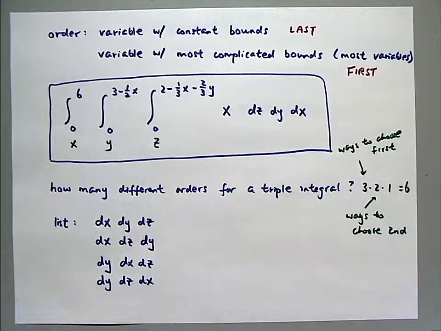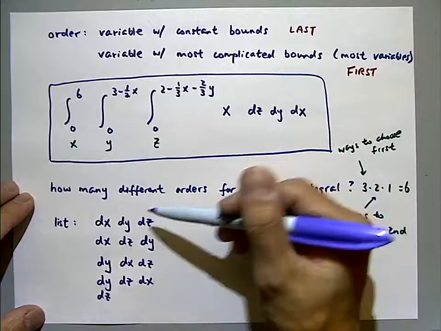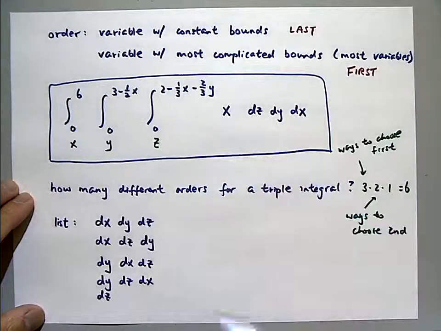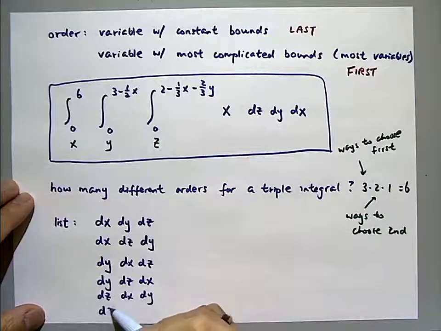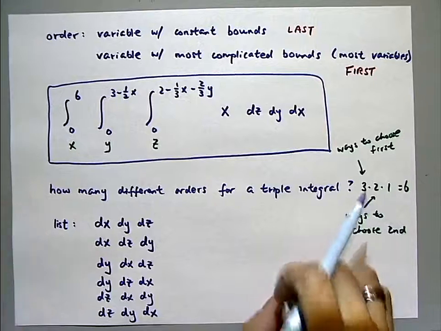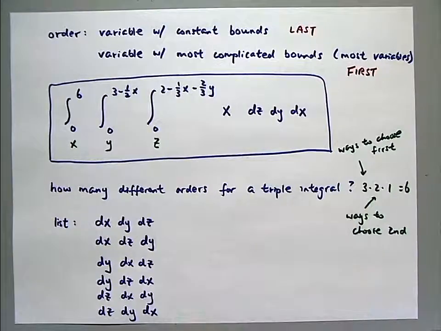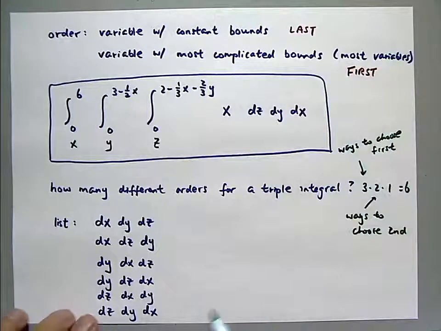Right? You see how this is working out? You have three different ways to choose the first one. Each time you make that choice, you have two remaining ways to choose the next. So here are 6 different ways that we could do the integration. And we just did dz, dy, dx, this guy right here.